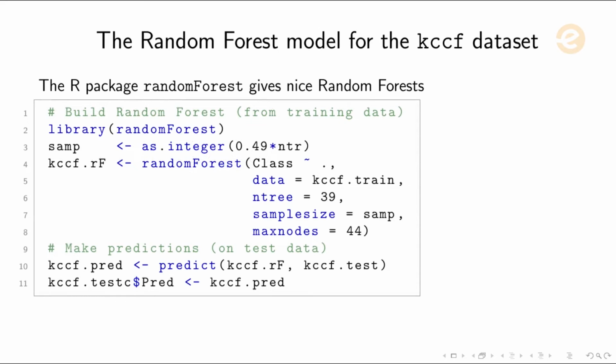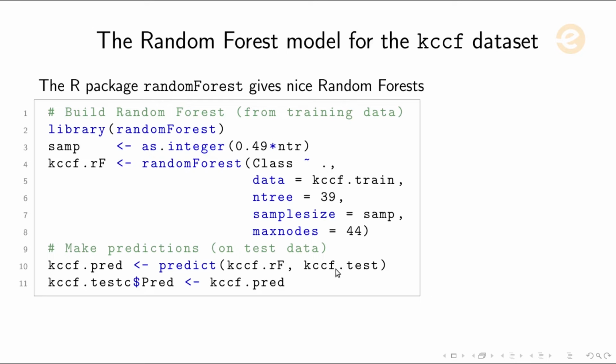Most of the things are very similar to the decision tree, except that the main model is built with the randomForest function in the randomForest package. So it involves a formula where class is a function of all the other variables, denoted by this dot, and data comes from kccf.train that we built earlier. Here we set the 3 parameters: 39 trees, a sample size of 0.49 times NTR, where NTR is the number of training data, and max nodes is 44.